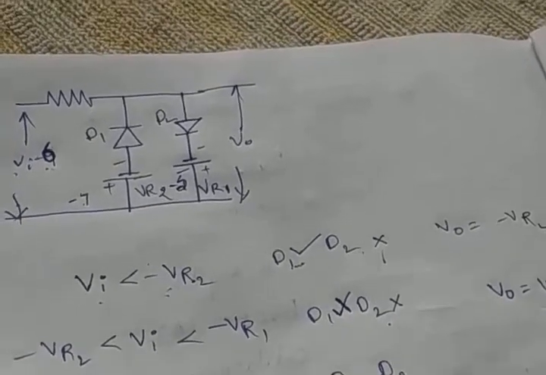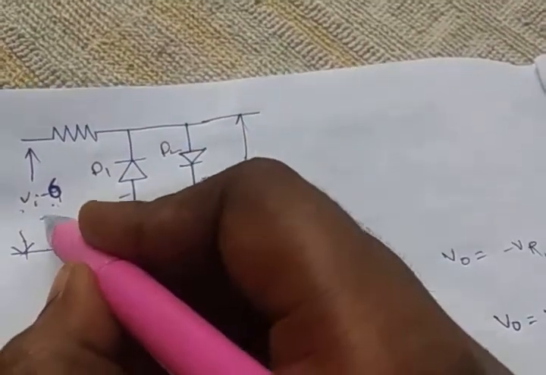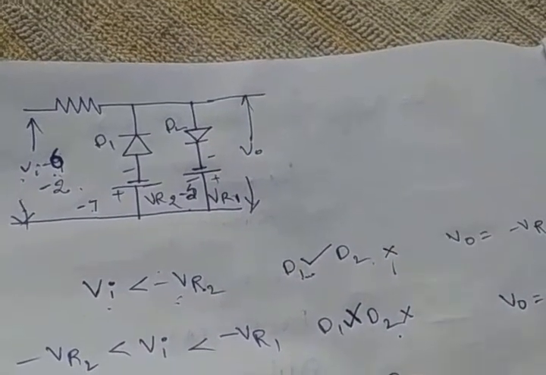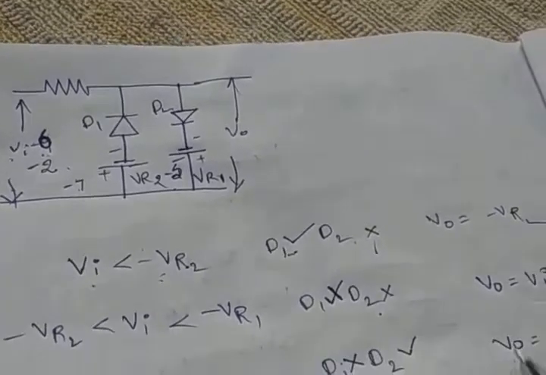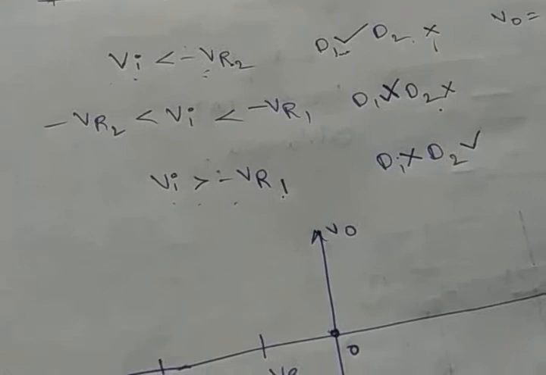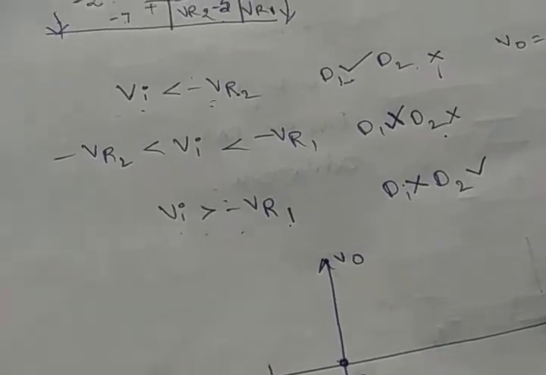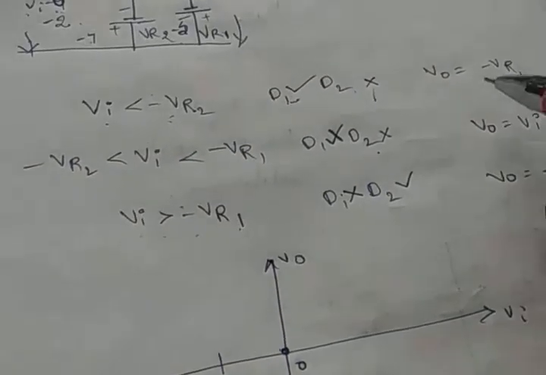So for Vi greater than minus VR1, VR1 is minus 5. It is greater, no? So we have to consider minus 2 here. D2 will be on and D1 will be in off state. So V0 will be equal to minus VR1. So for lesser values of VR1, the value should be equal to VR2. So from here to here, we have VR2. In between VR1 and VR2, we have V0 will be equal to Vi.